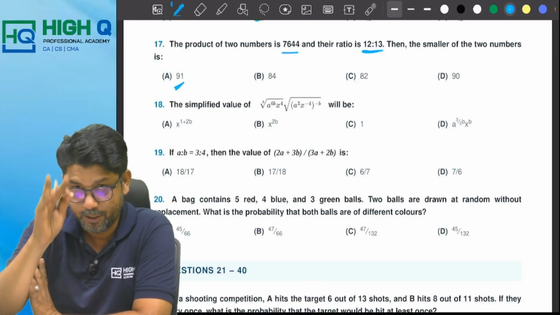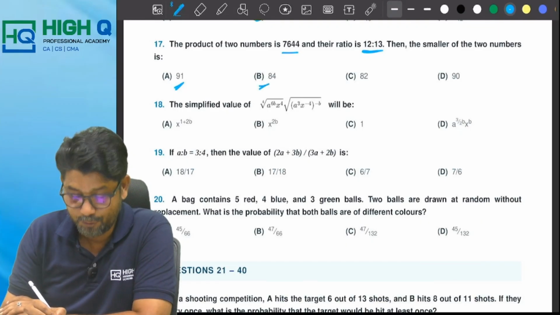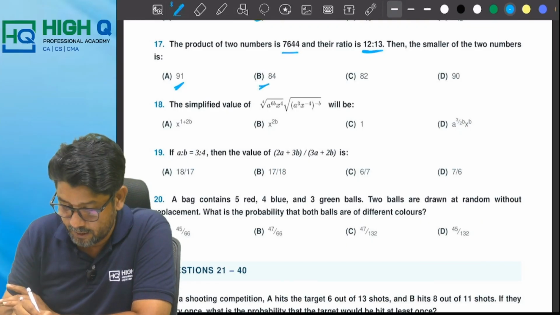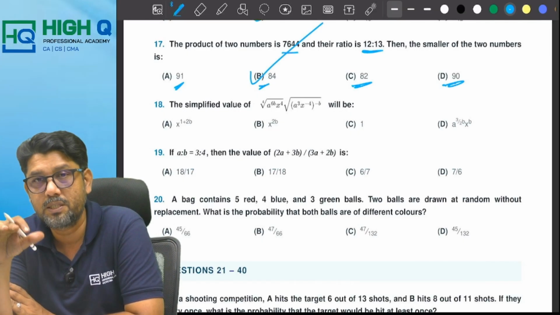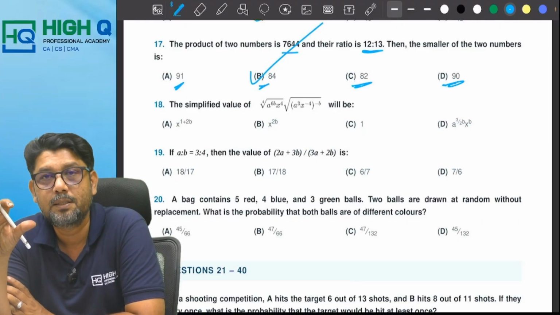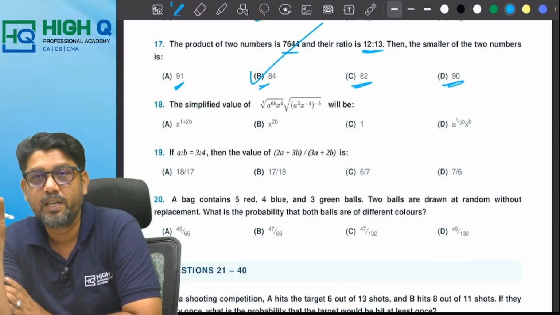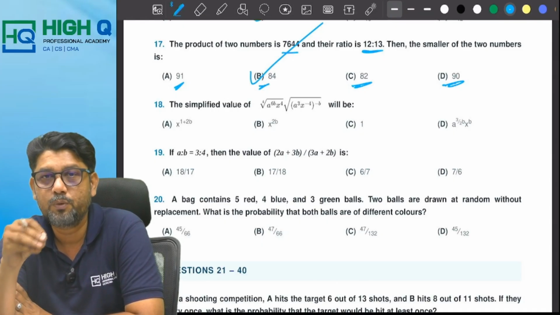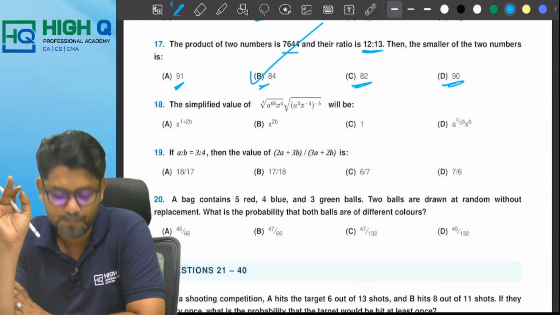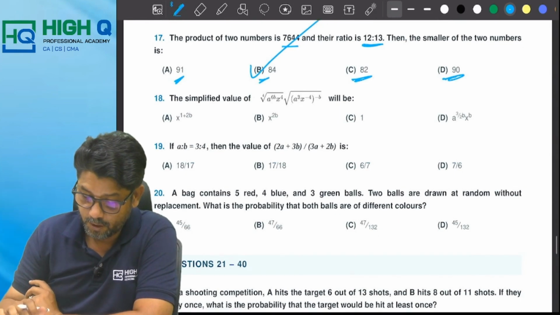And here I'm checking the options. 91 is not divisible by 12. 84 is, yes, of course, divisible by 12. This can be my answer. 82 is not divisible by 12. 90 is not divisible by 12. There is only one option which is divisible by 12. Directly we can mark that option, my dear, without any hesitation. Sir, what if they ask for the greater number? Greater number means we need to check which number is divisible by 13. Of course, in this question, 91 is divisible by 13. This could be my answer.